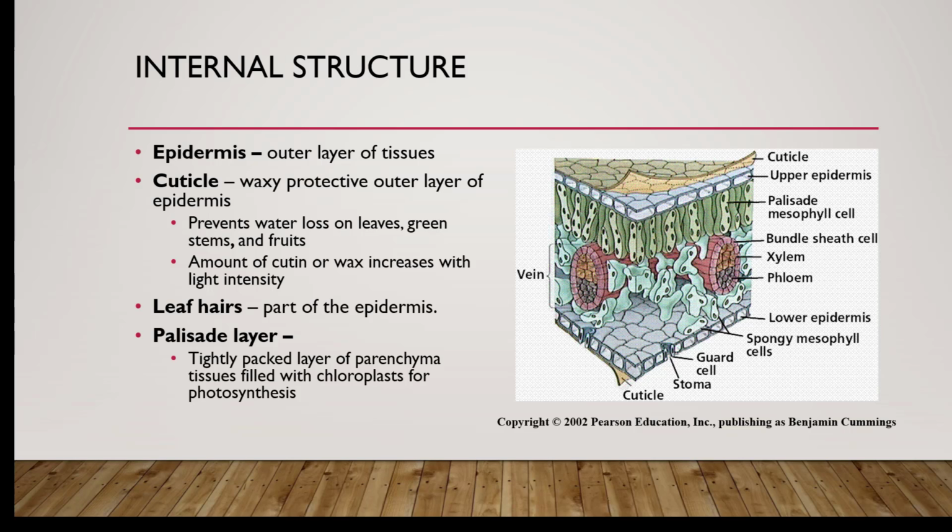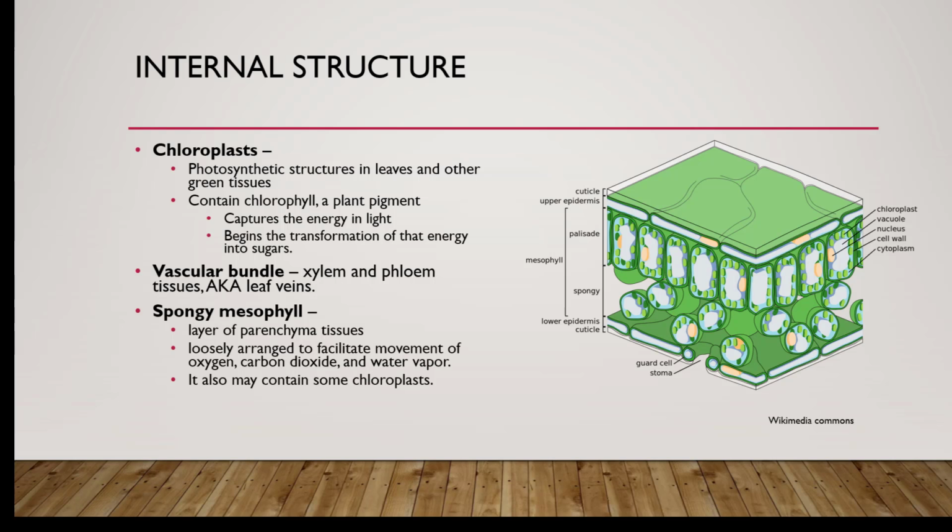The palisade layer is a tightly packed layer of, again, parenchyma tissues, and that's filled with chloroplasts for photosynthesis to occur. And if you remember, chloroplasts are the photosynthetic structures in leaves and other green tissues. They contain chlorophyll, which is a plant pigment. It captures the energy in light and then begins the transformation of that energy into sugar.